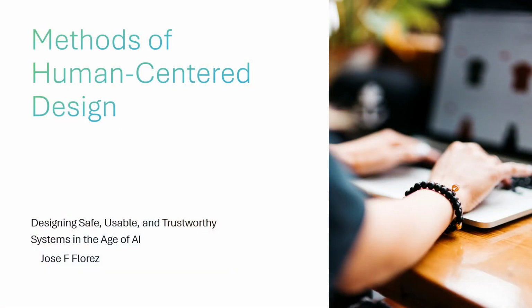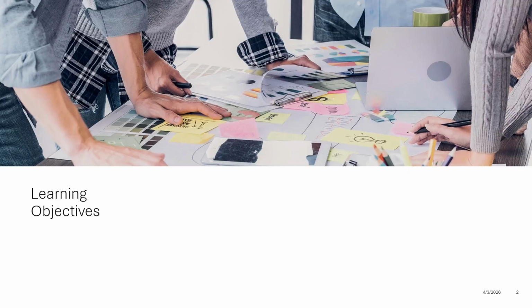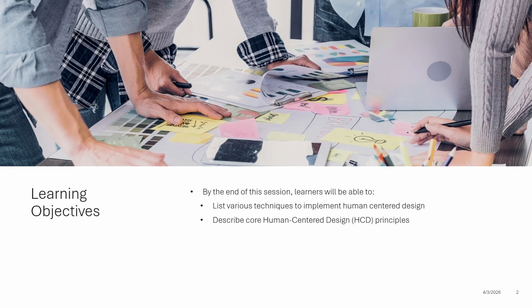Today we are going to be talking about methods of human-centered design, how we can apply these concepts in designing different systems. And we want to be able to design useful and trustworthy systems in the age of AI. Our learning objectives for today include being able to list various techniques to implement the human-centered design principles. Also, we are going to be describing the core human-centered design principles and explaining how AI can help us in the design process.